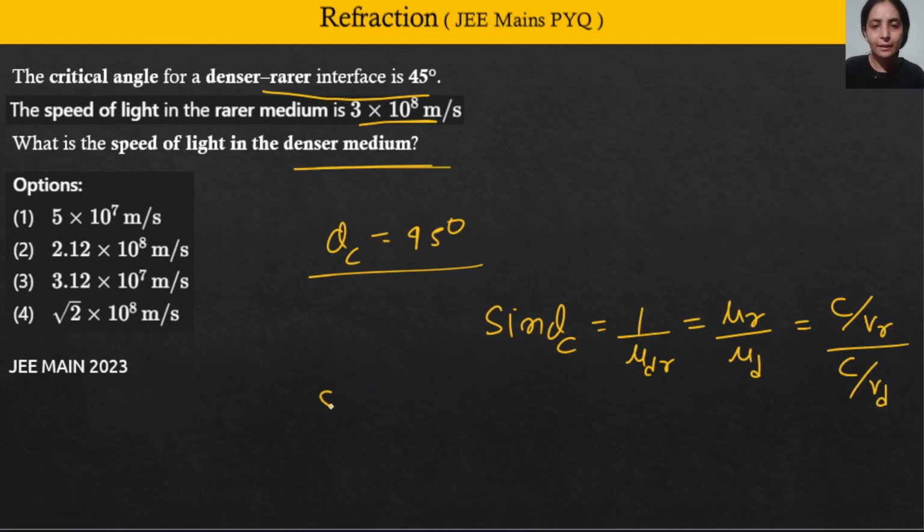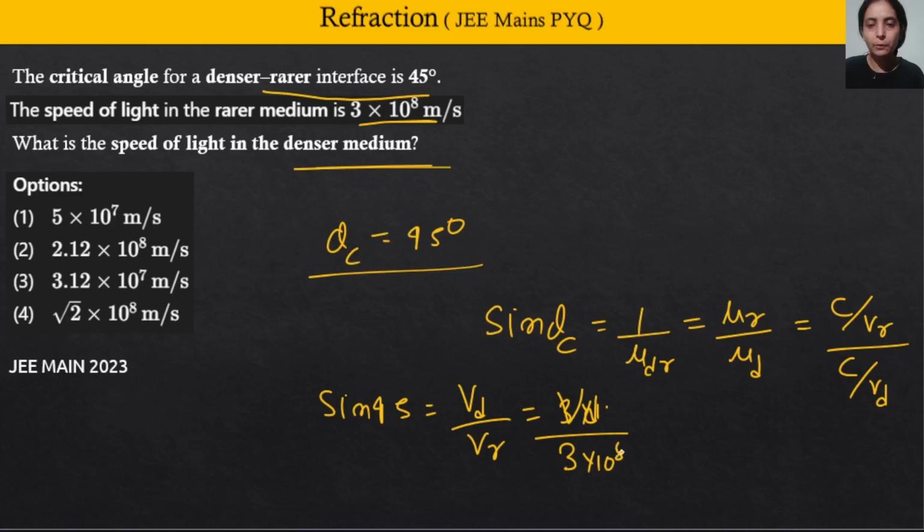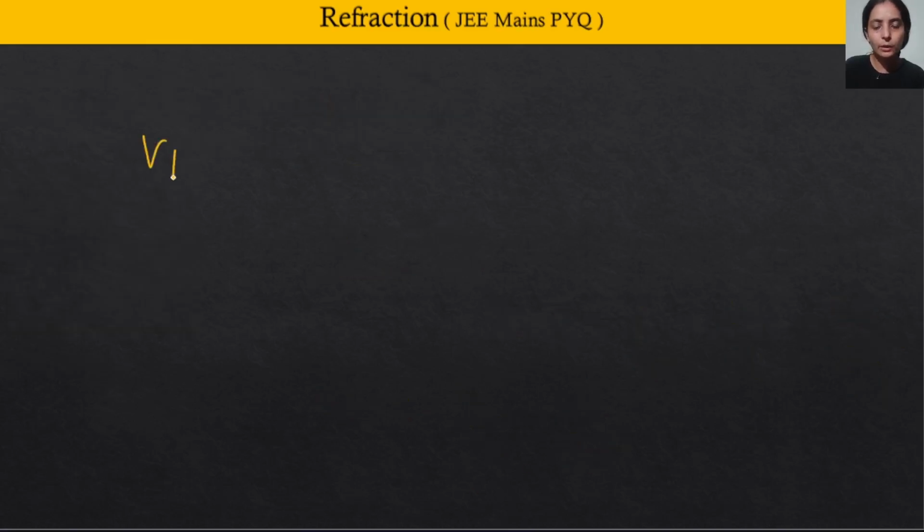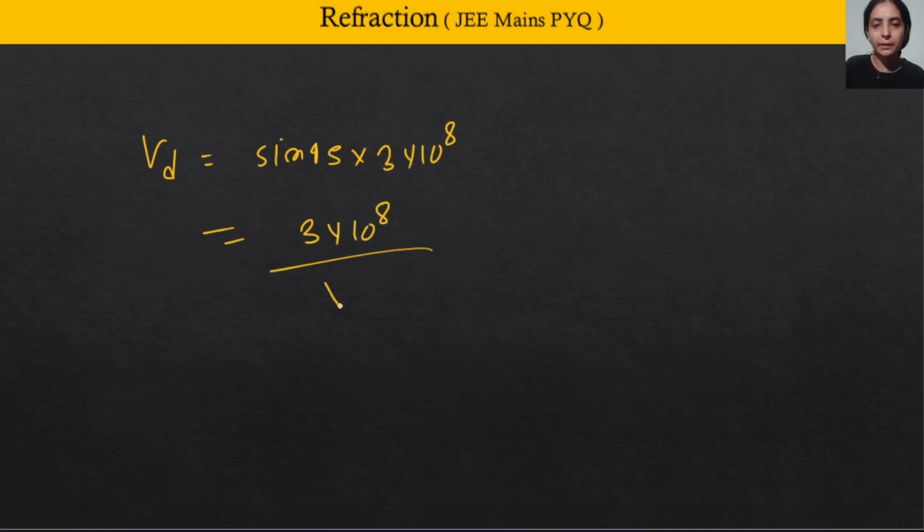Sin theta c, sin 45, and this is equal to how much? c c will cancel, see, vd by vr. Okay? And the velocity of light in rarer media is 3 into 10 to the power 8. So this is vd basically, divided by 3 into 10 to the power 8. So vd will be equal to sin 45 into 3 into 10 to the power 8, that is 3 into 10 to the power 8 divided by root 2.